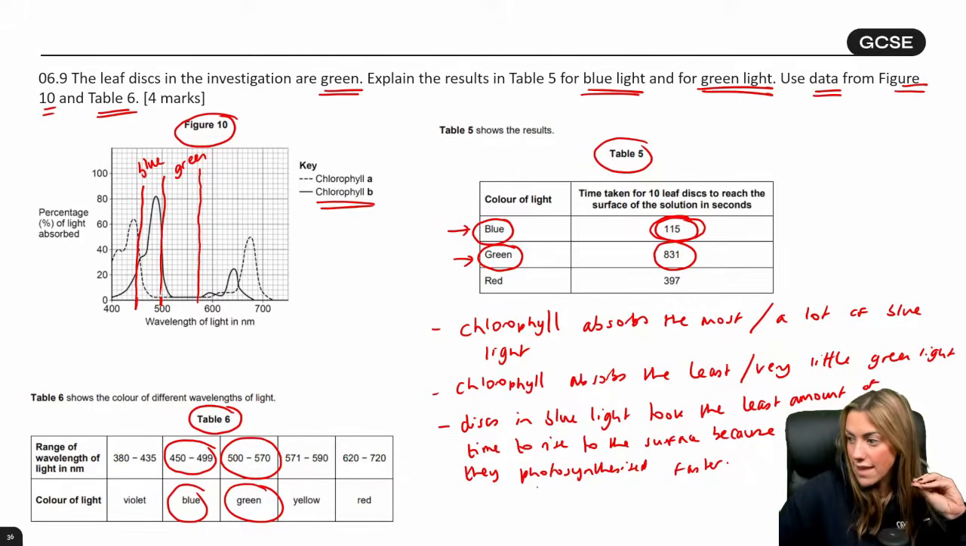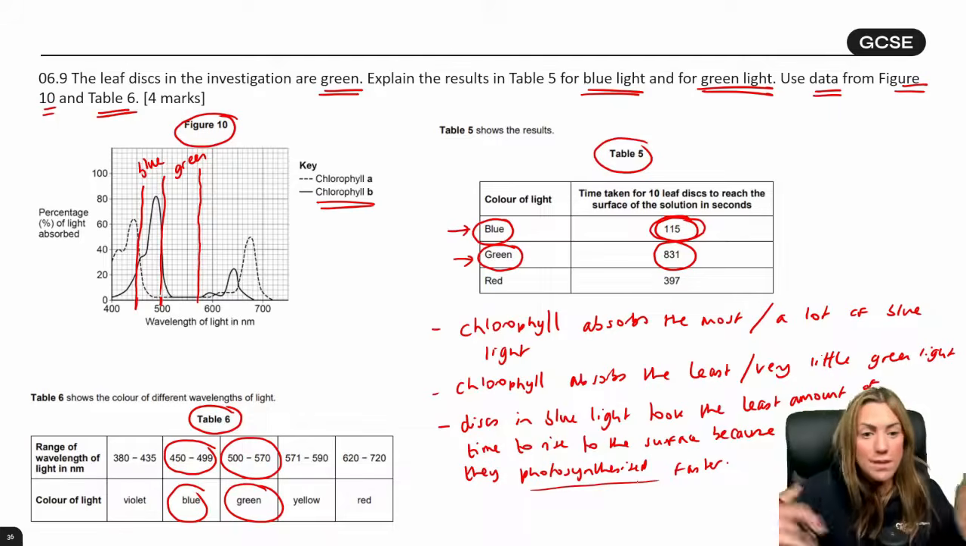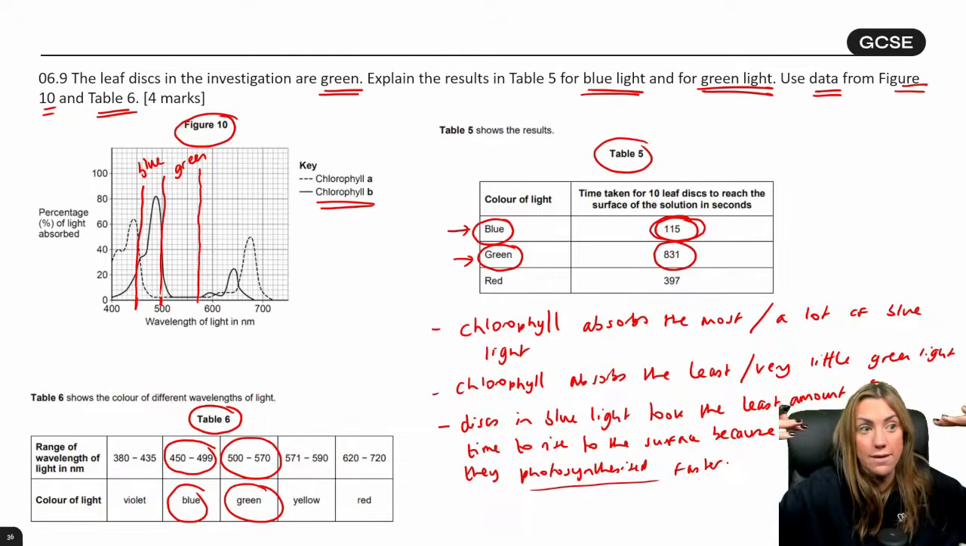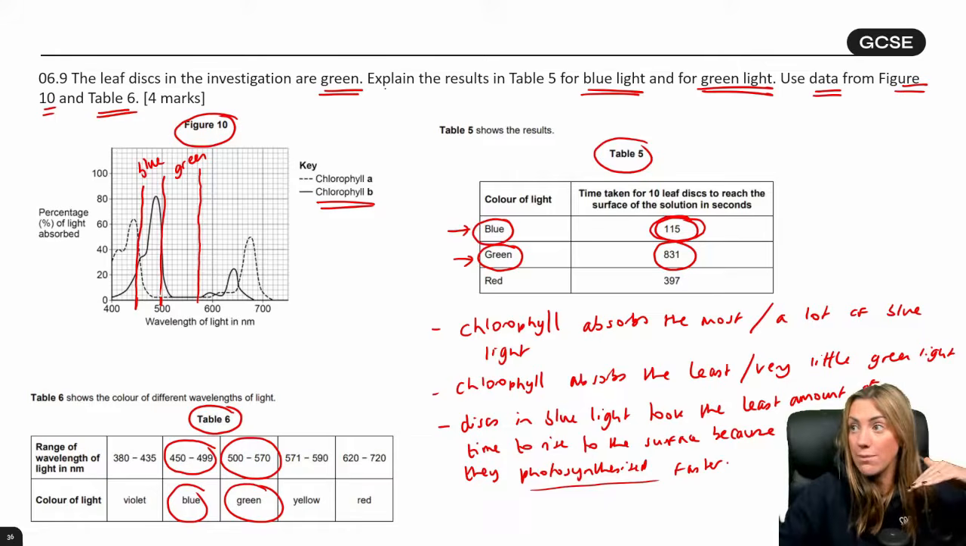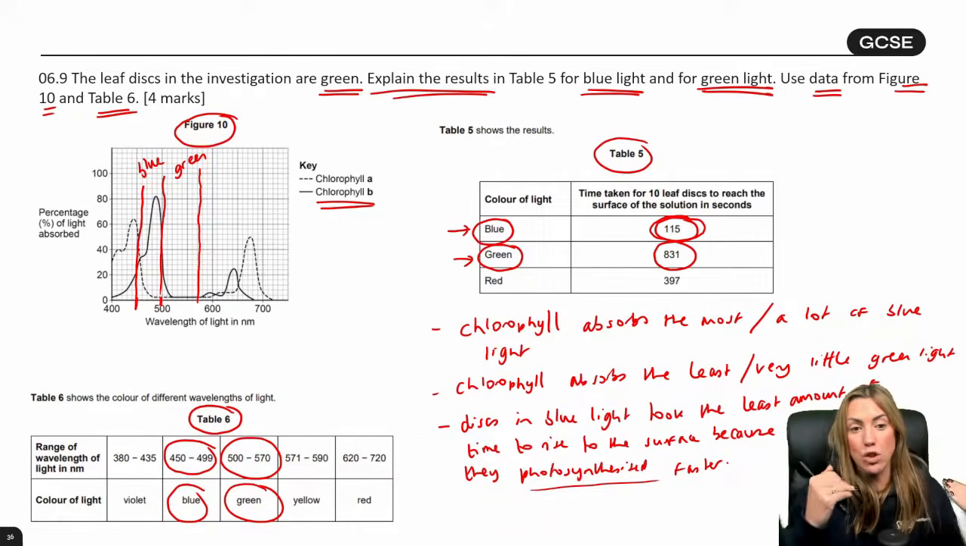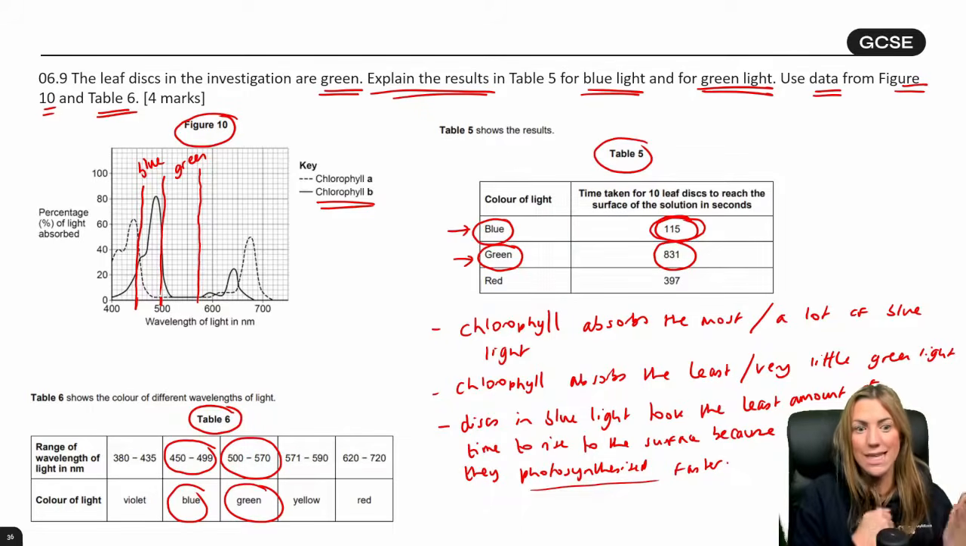Okay, so I've linked it to photosynthesis, producing more oxygen faster. That explains the results in table 5, which is what I'm doing. If they're absorbing the most blue light, they're doing the most photosynthesis, producing the most oxygen in that short period of time, floating to the surface faster.